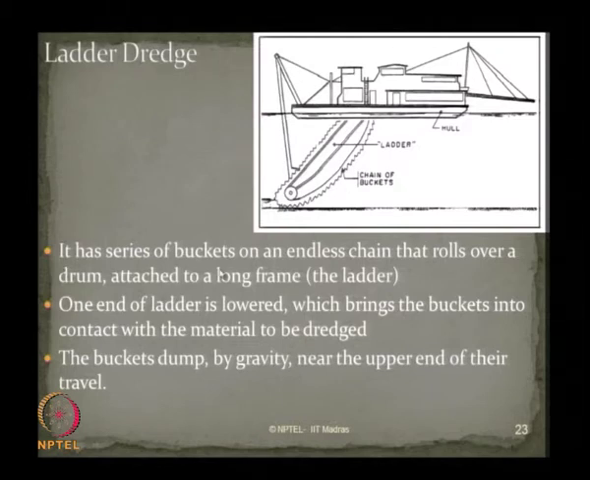It has a series of buckets on an endless chain that rolls over a drum attached to a long frame which we call a ladder. One end of the ladder is lowered, which brings the buckets into contact with the material that is to be dredged. The buckets dump by gravity near the upper end of the travel.